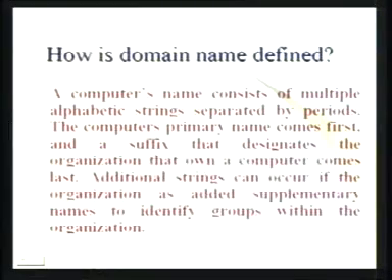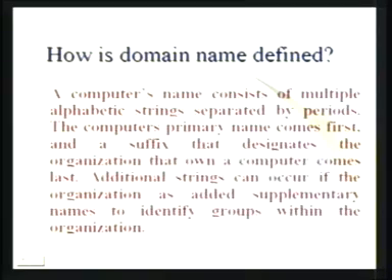Now, we have given you a name like ignou.ac.in. What exactly is the meaning? Just briefly we will talk about it. The computer's name consists of multiple alphabetic strings separated by periods. The computer's primary name comes first, and a suffix that designates the organization that owns the computer comes at the last. Additional strings can occur if the organization has added supplementary names to identify a group.